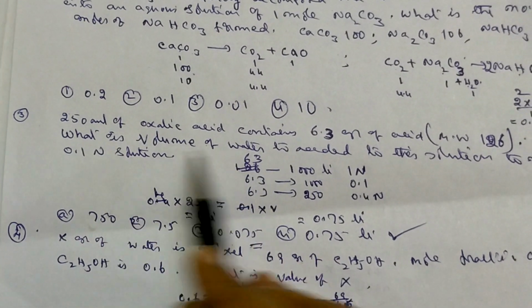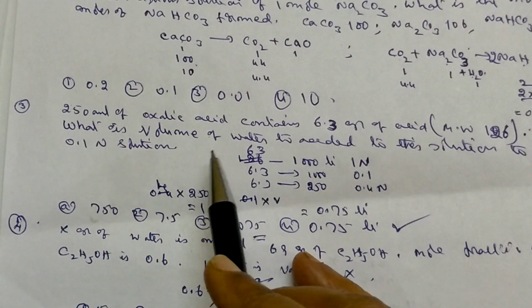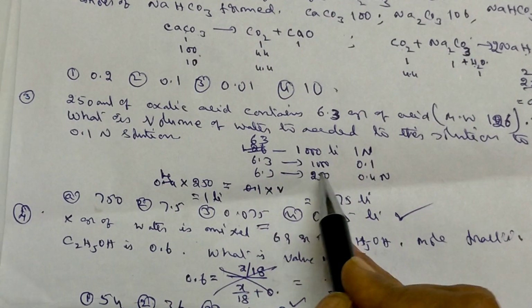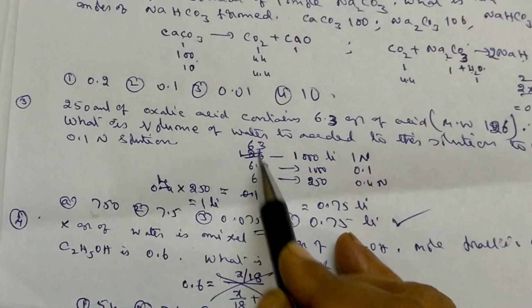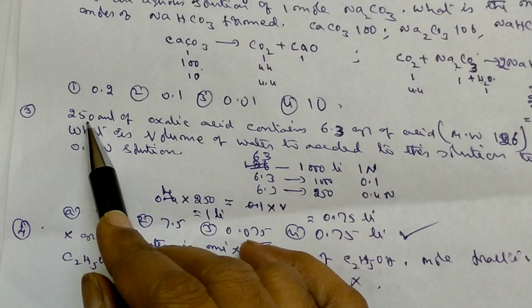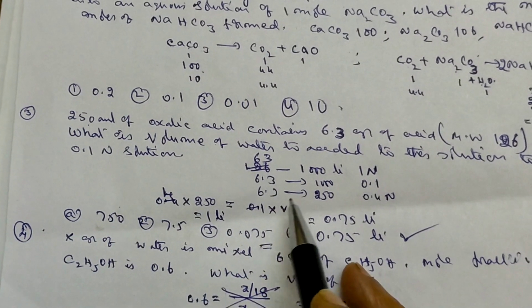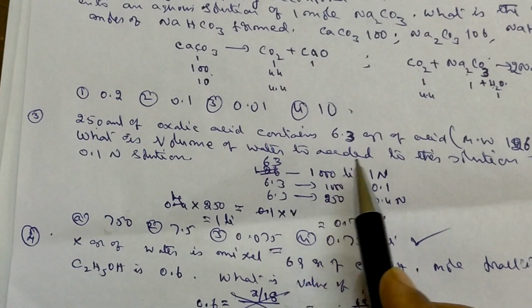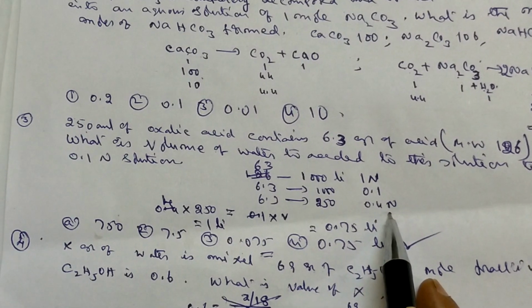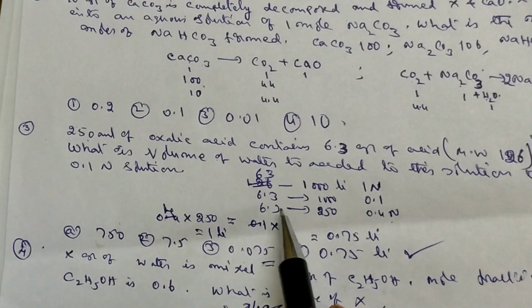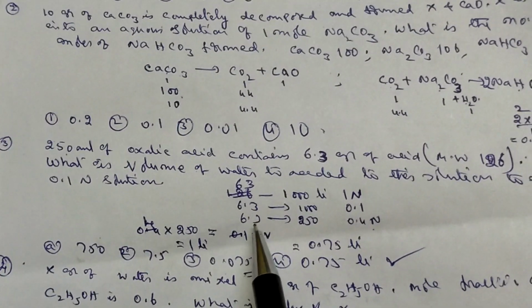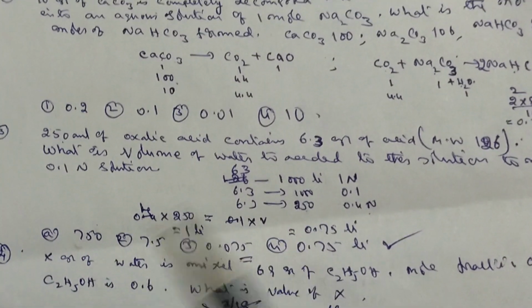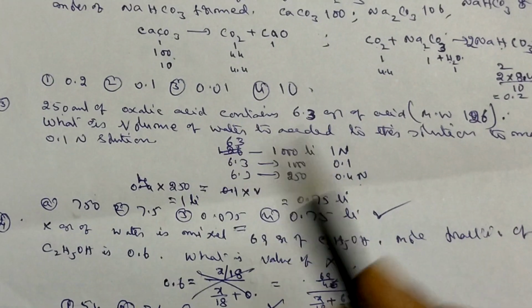And immediately simple calculations you see, 0.1 normal means 6.3. But the volume is reduced to 250 ml. That means it will be 4 times, so the concentration has to increase, 0.4 normal. You understood? 63 in 1 liter is 1 normal, 6.3 is 0.1 normal, 6.3 in 250 ml is 0.4 normal. You have to calculate everything in the memory.